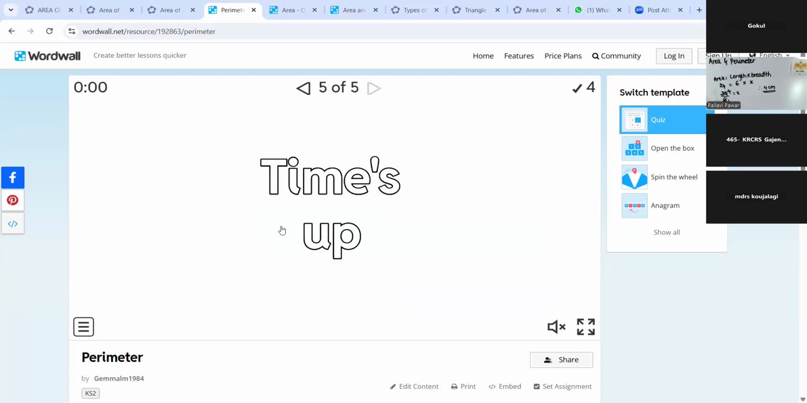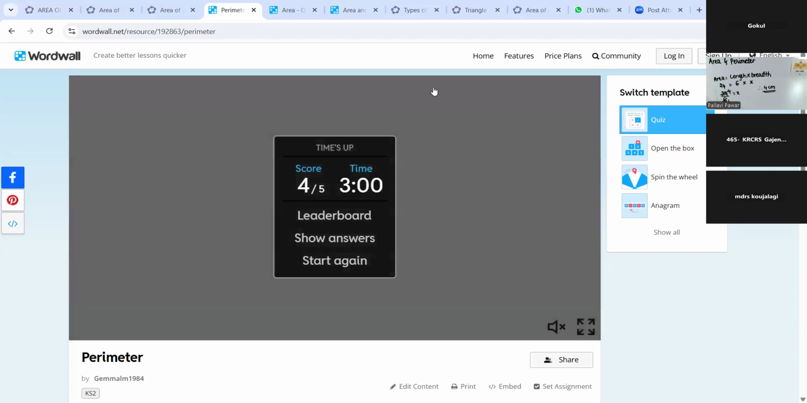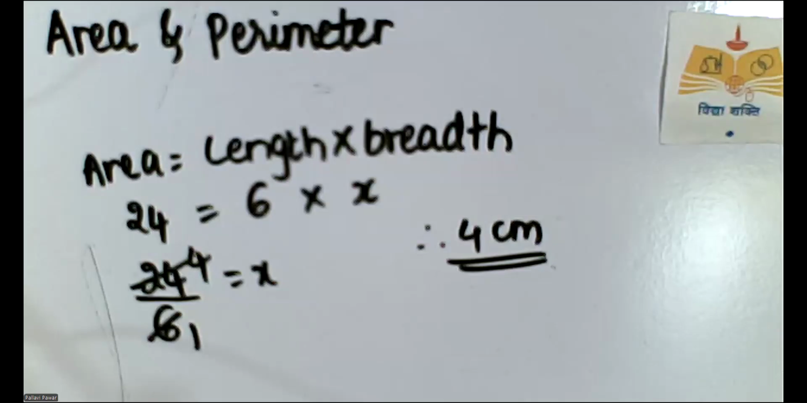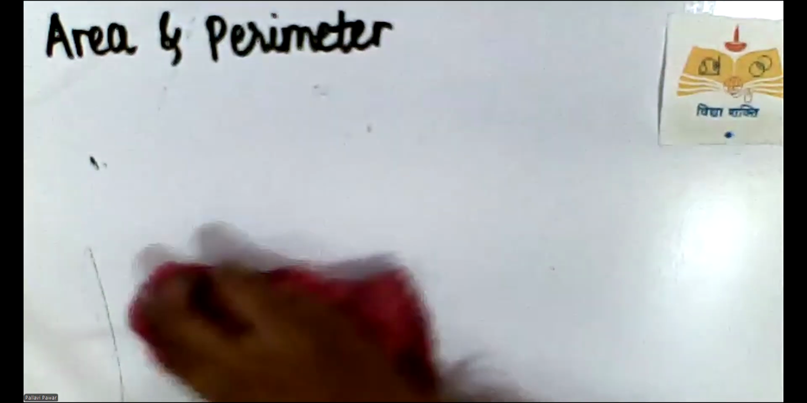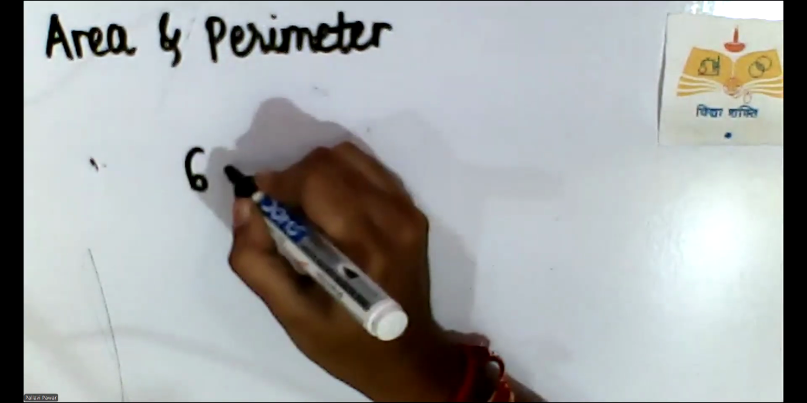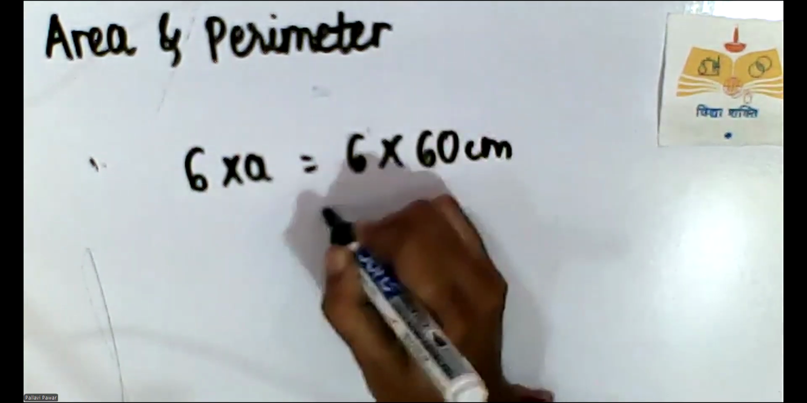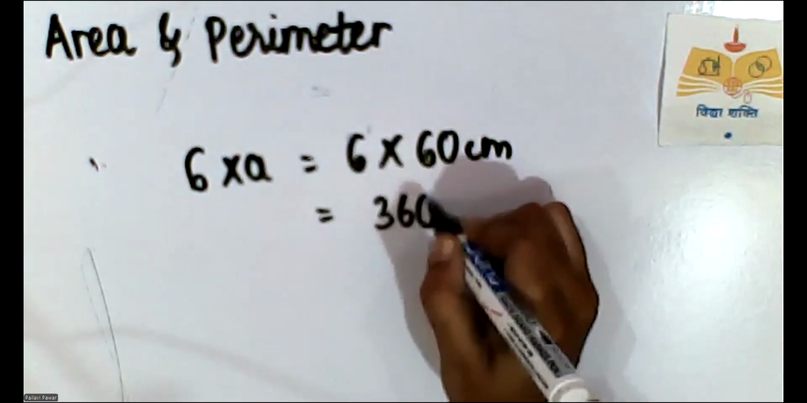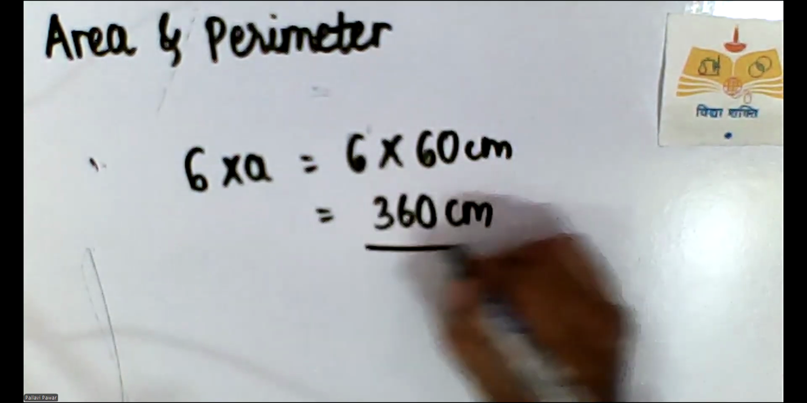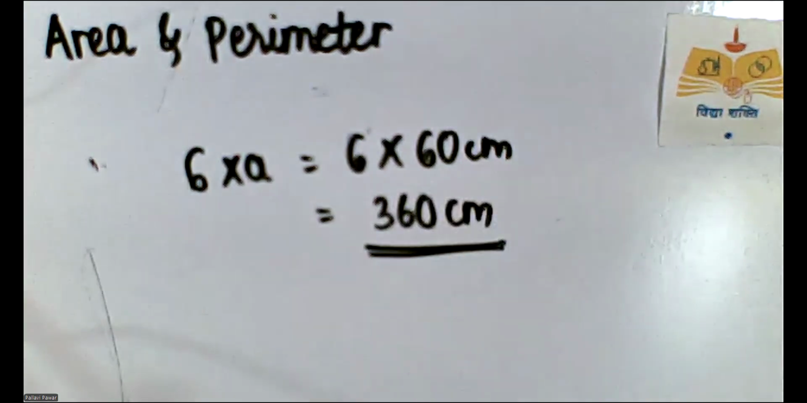Oh, time's up. We did not answer it quickly. All right, but we'll solve it like this. So it was 6 into the length of each side. We shall assume it as 6 into 60 centimeter. So 6 sixes are 36, 6 zeros are 0. This becomes the perimeter of the hexagon. Yes.